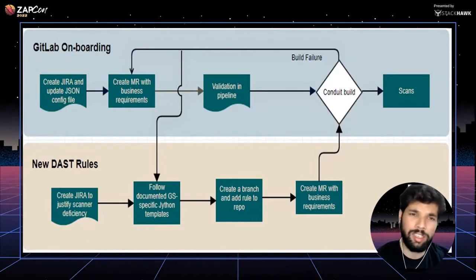For now, we have set it as a Jython only model because we feel Java and Python predominantly cover most of the developer community, at least in the fintech space. After the Jython rules are placed, create a branch, and then rinse and repeat, right? Create a merge request, conduit build, scans.